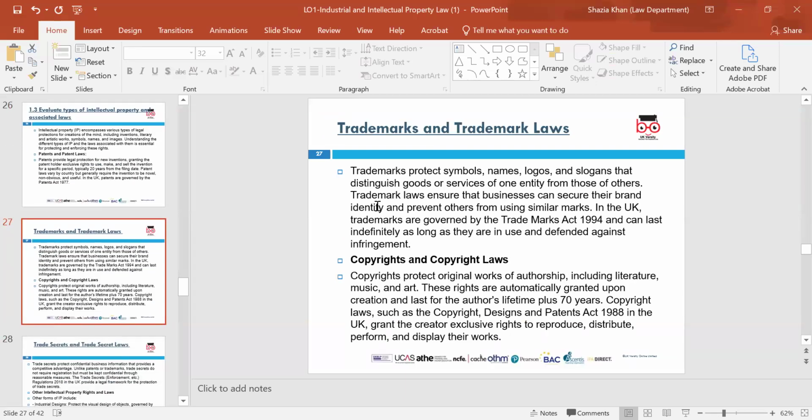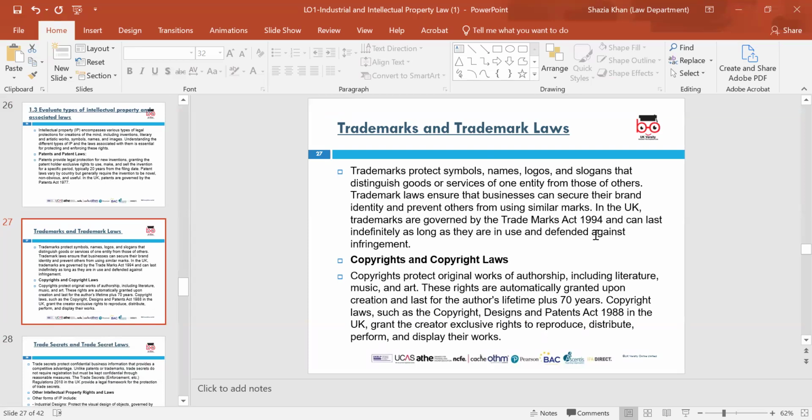Trademarks and trademark laws. So trademarks protect symbols, like we said. In the UK, it's governed by the Trademarks Act 1994, and that's in regards to any sort of protection, to prevent any sort of issues of trademarks.